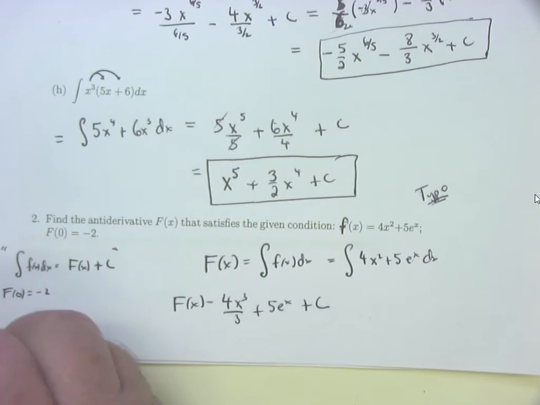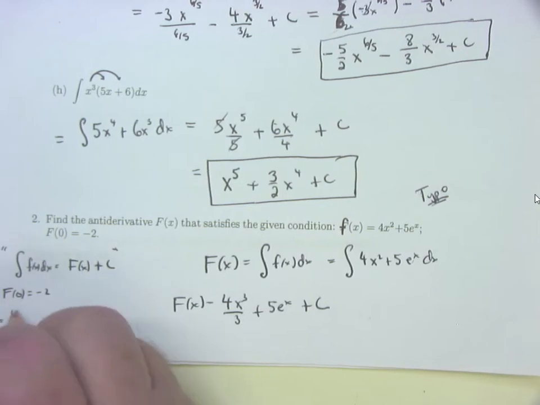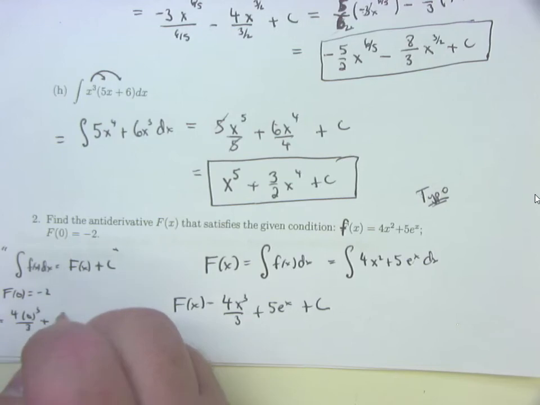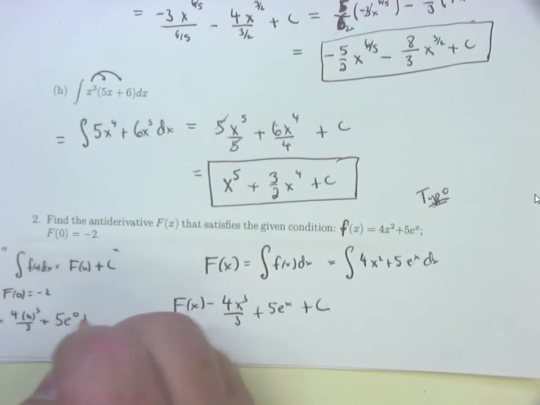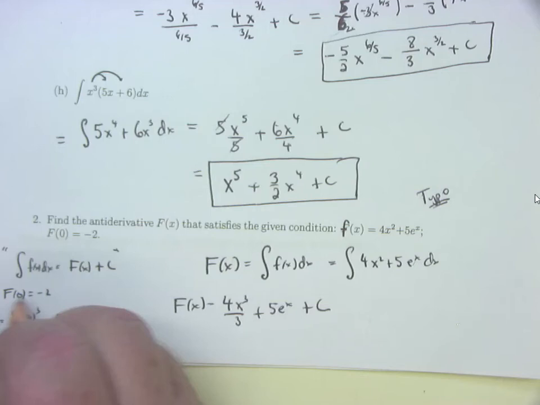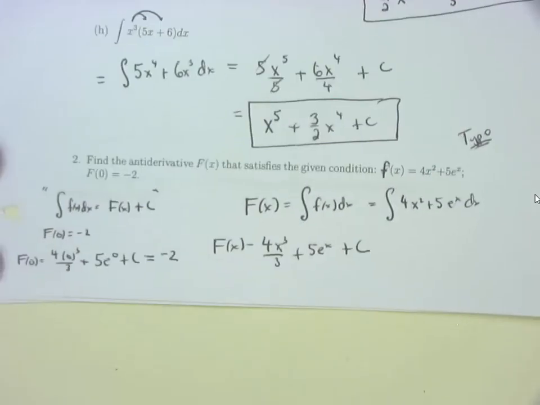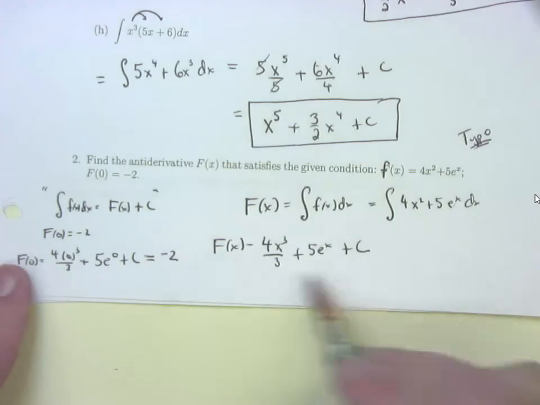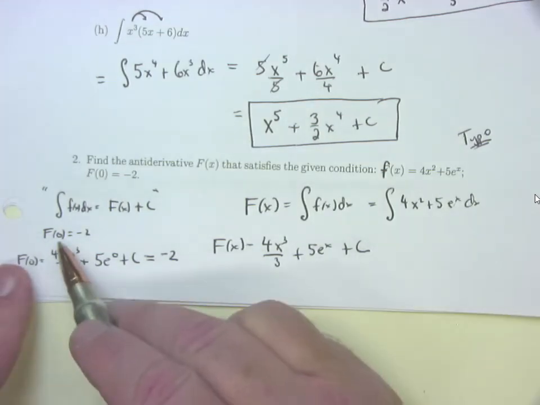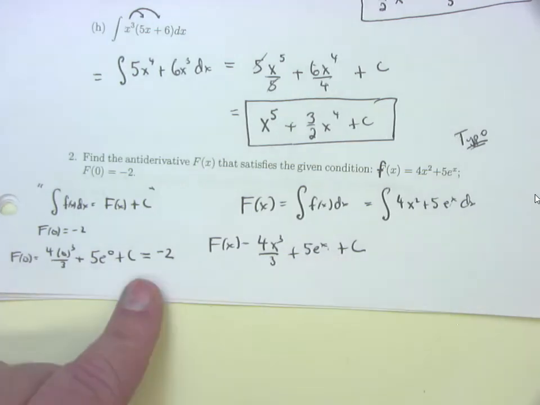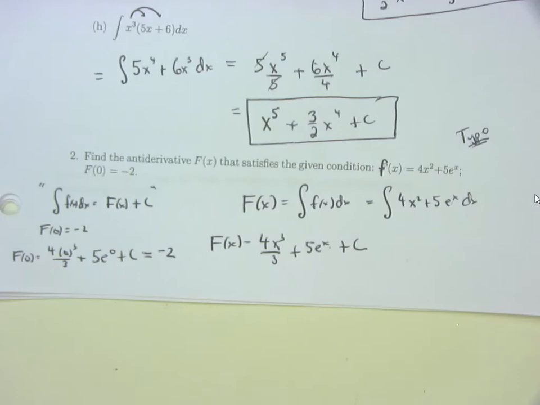So big F of 0 would be equal to 4 times 0 cubed over 3 plus 5 e to the 0 plus c, but that's got to be equal to, they gave me big F of 0 equals negative 2. So I took my antiderivative and I plugged in 0 for all the x's, and I set it equal to negative 2. And the purpose of this is to solve for the c, the plus c.